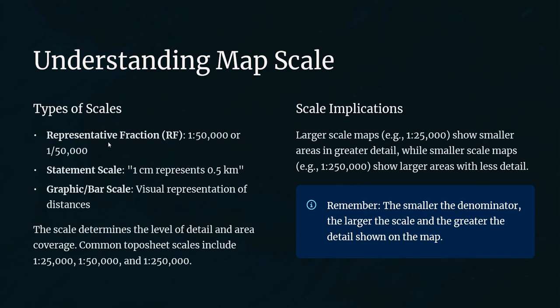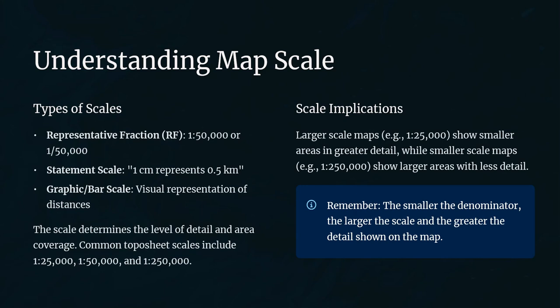So first is the representative fraction, called the RF. 1 is to 50,000 or 1 by 50,000 generally in the topographical sheet. That means 1 kilometer on the map is 50,000 kilometer on the ground, right? So here also the statement scale, 1 centimeter represents 0.5 kilometer. And the graphical scale part. So these are the basic 3 scale types we learned earlier also in unit 2.